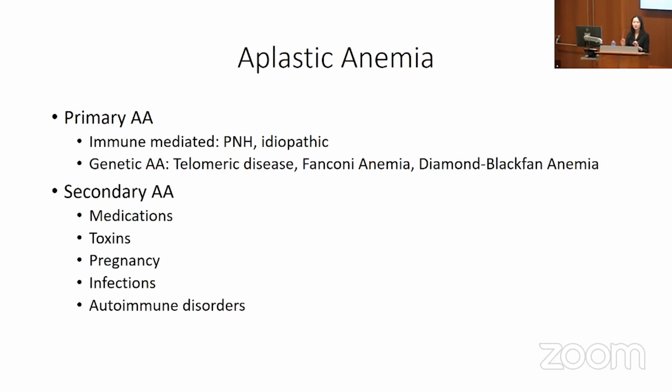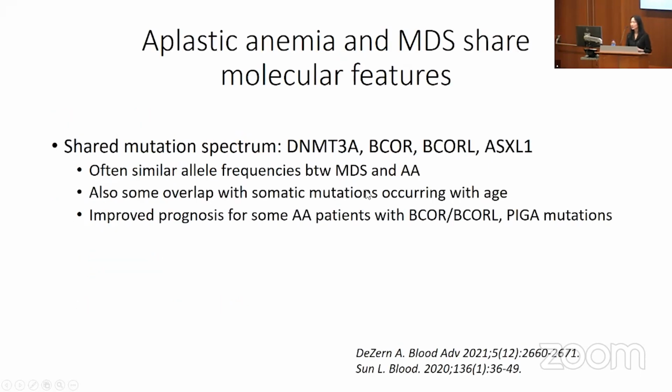I'm going to leave that to some of the people who are going to speak on aplastic anemia later, because I want to focus more on the testing, and I'm running a little bit out of time. But basically, primary and secondary aplastic anemia have different etiologies. Mostly what we're seeing is idiopathic. And here are some shared mutations between MDS and aplastic anemia. There is also some overlap with somatic mutations that occur naturally with age. And there are some studies that show improved prognosis for certain aplastic anemia patients with these particular mutations.